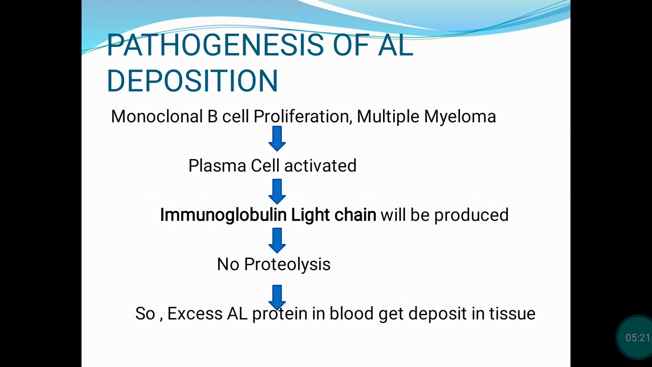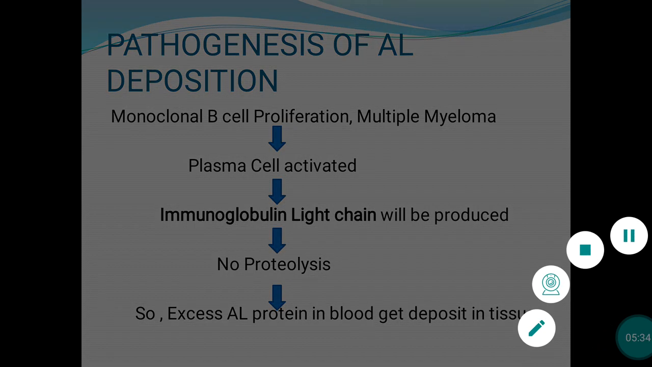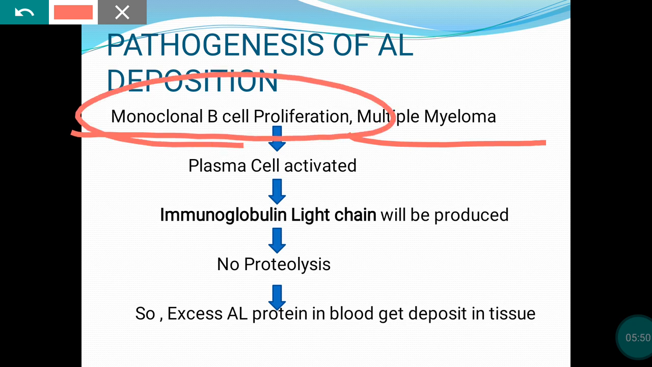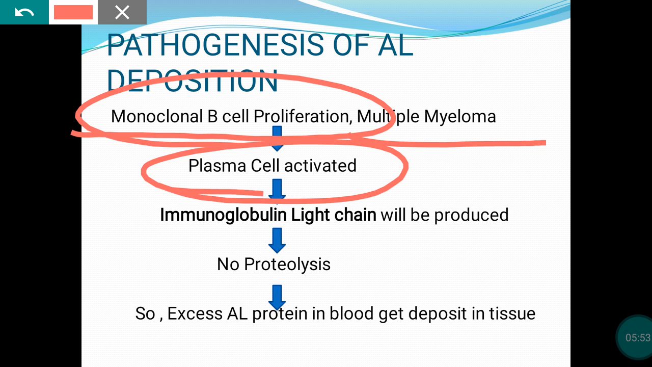So let's start the discussion on the pathogenesis of AL deposition, that is amyloid light chain deposition in primary amyloidosis. Now what happens in this disorder? You might remember that some conditions can lead to excessive plasma cells, like multiple myeloma, where plasma cells are increased. Sometimes you might have monoclonal B cell proliferation. Such disorders can activate the plasma cells excessively. You know that plasma cells have the function of immunoglobulin production, so the excessive immunoglobulin light chain will be produced.